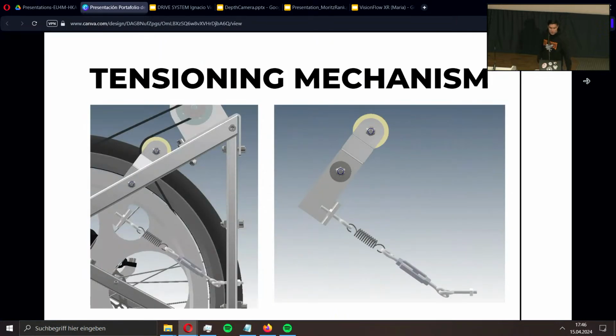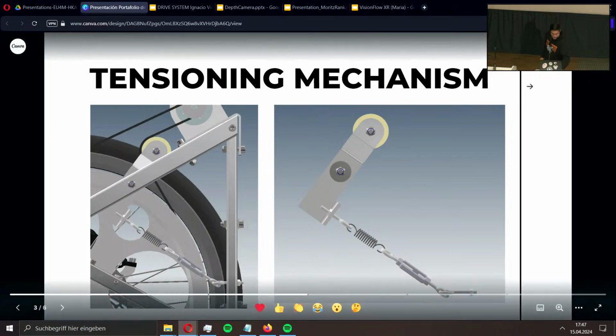One of my main tasks in the project was developing the tensioning mechanism. We decided to use a drive belt system. So it's important to have the exact tensioning, because if you tense it too much or too little, it's not going to work efficiently. And you also need the right tension so that it centers exactly in the pulley.